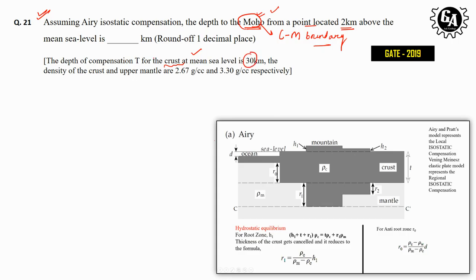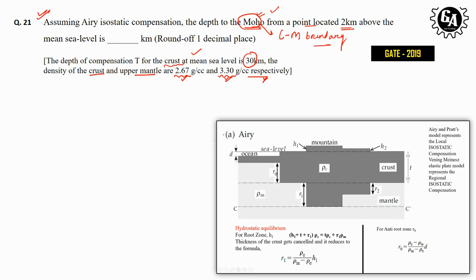It is given that the depth of compensation for the crust at mean sea level is 30 kilometer, and the density of the crust is 2.67 gram per cc, and the density of the upper mantle is 3.30 gram per cc respectively. In this case we have a very simple formula to calculate the root depth or root zone.